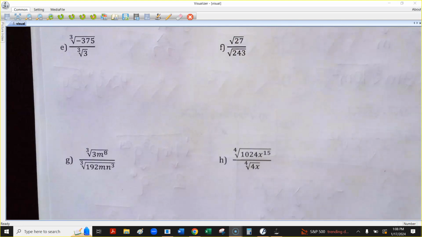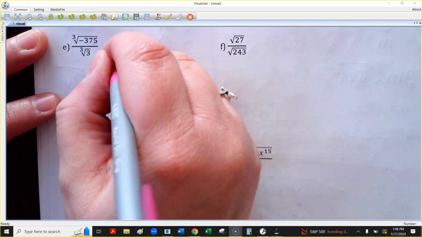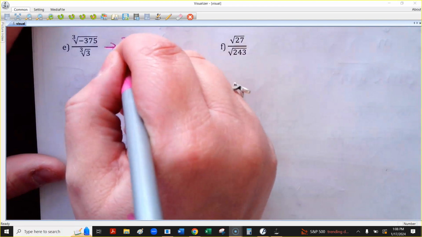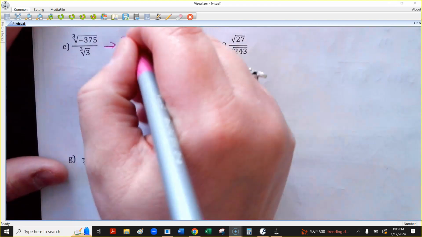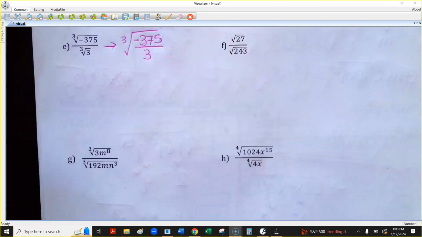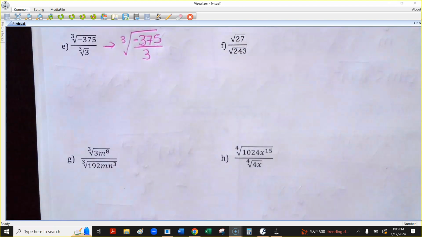Spot them separately, or you can just put them together. Now, here's what I would recommend. This problem, letter E here, is initially written as two separate things. I would think about this, and you don't have to rewrite it, but you can also think about this as being negative 375 over 3, because they're both under a cube root. All right, what I would do first, just see if you can reduce that or divide that.